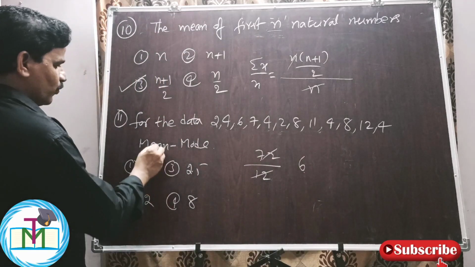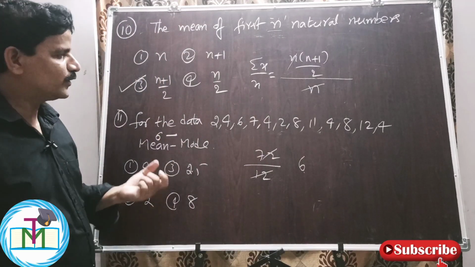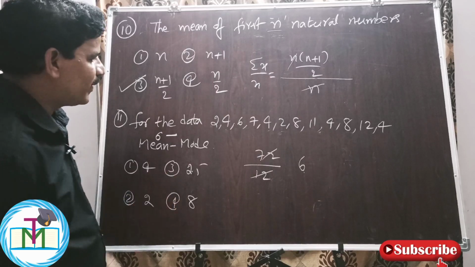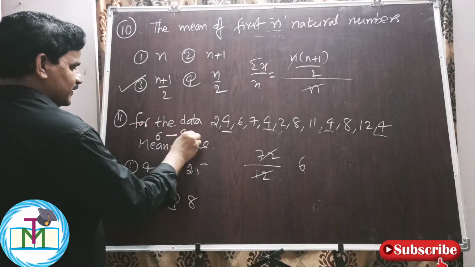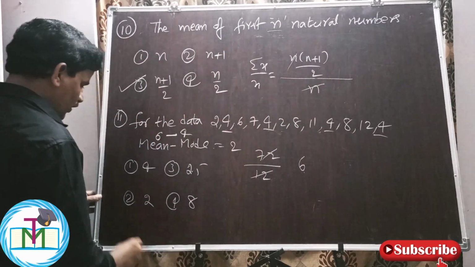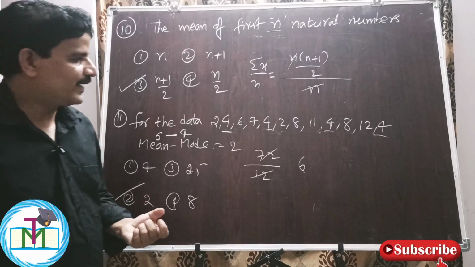Therefore mean is equal to 6, minus mode. What is mode? Mode means most frequently repeated value, 4, 4, 4, 4. So therefore 6 minus 4 is equal to what? 2. Option 2 is the right answer.